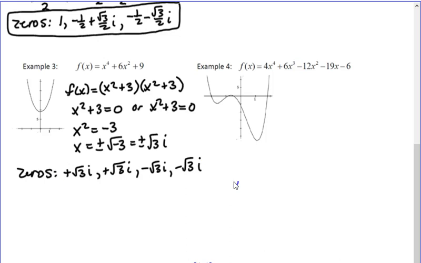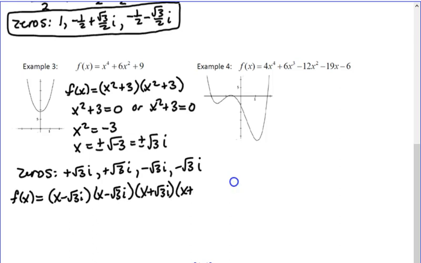So if you wanted to write this in terms of its linear factors, I could actually write this as x minus the square root of 3i, x minus the square root of 3i, x plus the square root of 3i, x plus the square root of 3i. These are known as its linear factors. These are what are known as its irreducible quadratic factors. In other words, I can't really reduce these anymore by factoring. I can solve them, but I can't factor them anymore. So these are known as irreducible factors.